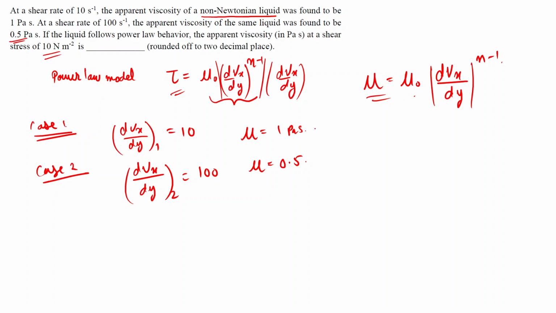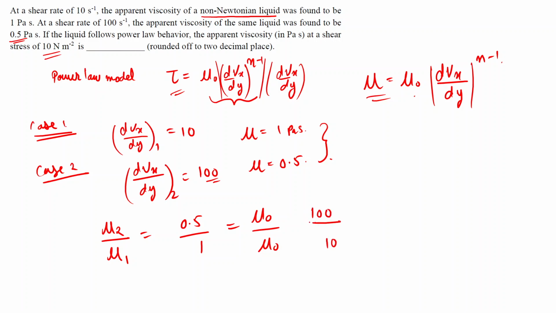So let's first utilize the information provided by case 1 and case 2. For that, we can write the relation between the apparent viscosities as mu2 upon mu1, which is 0.5 upon 1, equal to mu naught upon mu naught, that will be the same, times dvx by dvy for the second case, which was 100, and for the first case it is 10, raised to n minus 1. So the mu naught will get cancelled out.